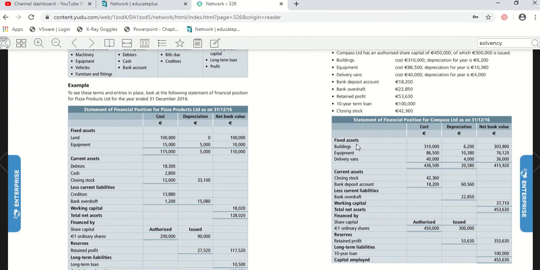Here you have your fixed assets. These are your long-term assets. If you have buildings, equipment, or delivery vans, they're quite expensive assets. It'll take a bit of time to try and sell them off and convert to cash to pay your debts, so they're not calculated in the working capital ratio. It's looking at the headings of current assets and current liabilities. The financed by is more your long-term liabilities.